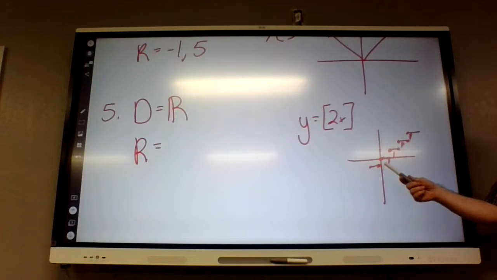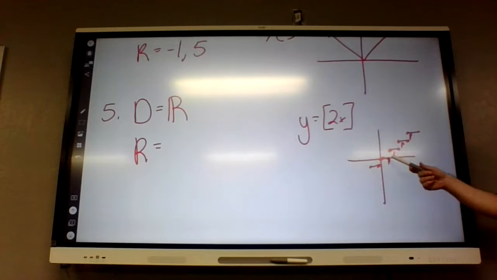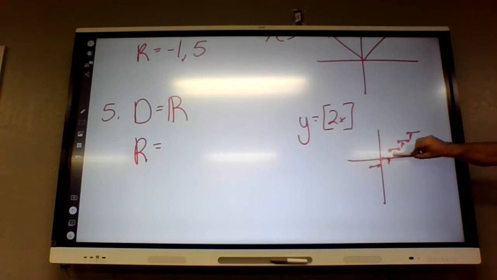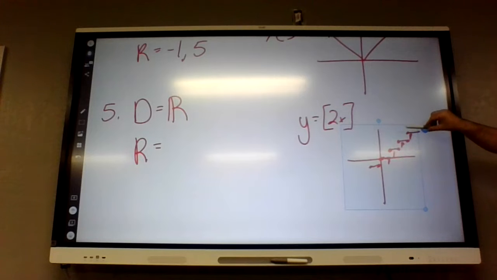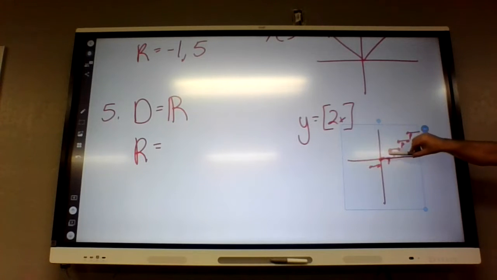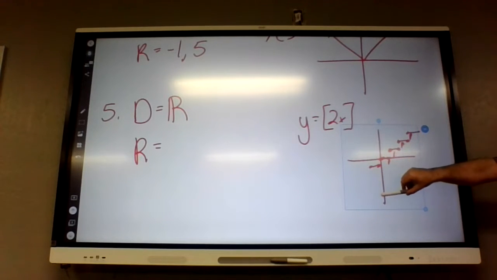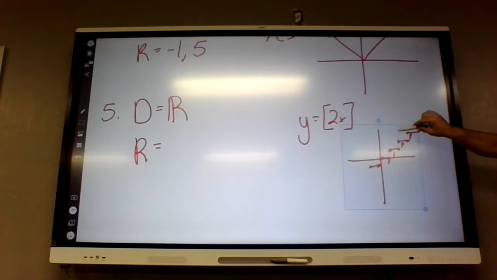This is like 3, 2, 1, 0, -1, -2, -3. Not whole numbers. Integers. Okay. Basically, all the y values are all the integers. That's why it's called the greatest integer function, because you round it down to the next lowest integer.